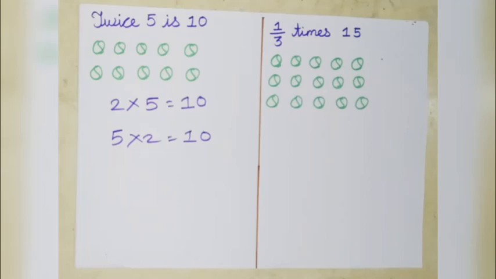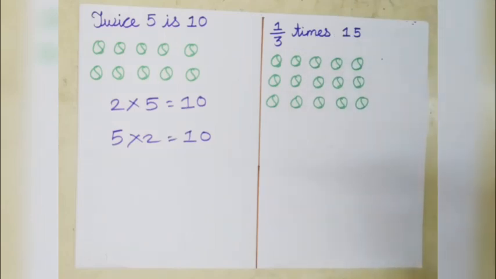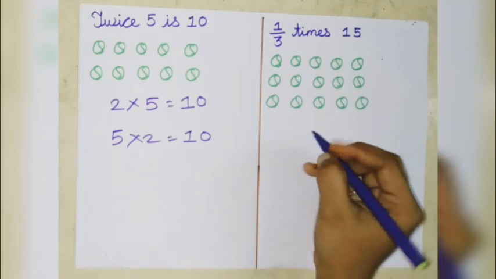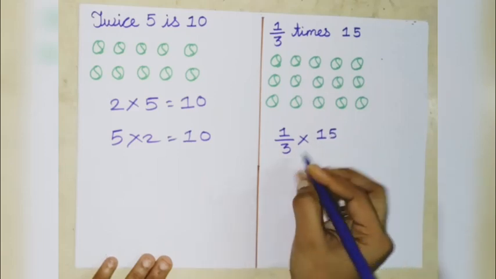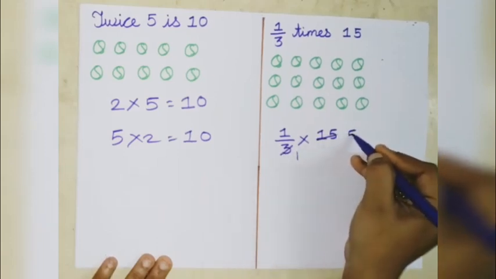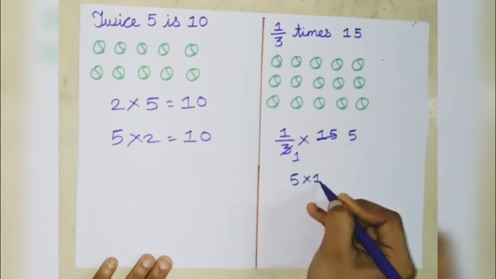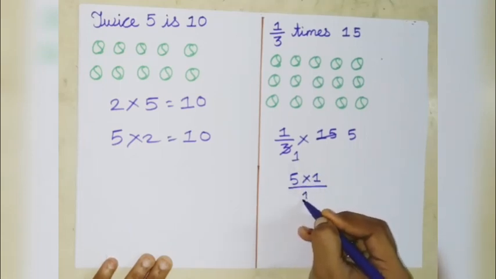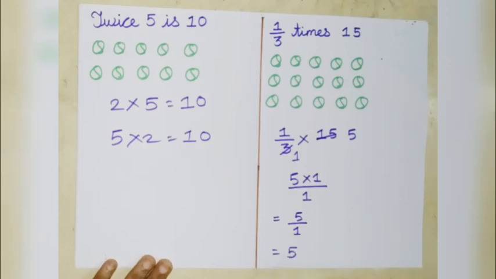What is next, children? Here, 15 balls are there. 1/3 times 15. So 1/3 multiplied by 15. 3 ones are 3. 3 fives are 15. So now 5 ones are 5. And in the denominator we have 1. So 5 ones are 5. Final answer. Yes, the final answer is 5. So 1/3 times 15 is 5.